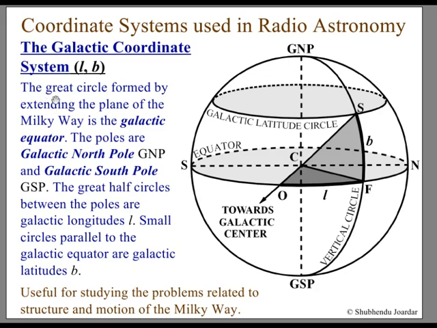I'll just read it. The great circle formed by extending the plane of the Milky Way is the galactic equator. The poles are the galactic north pole and galactic south pole. The great half circles between the poles are the galactic longitudes L. Small circles parallel to the galactic equator are galactic latitudes B. Useful for studying problems related to the structure and motion of the Milky Way.